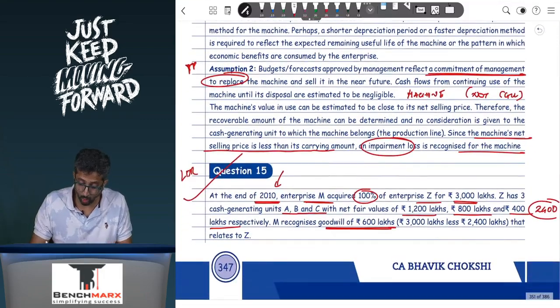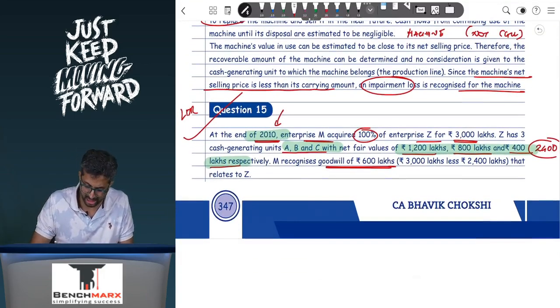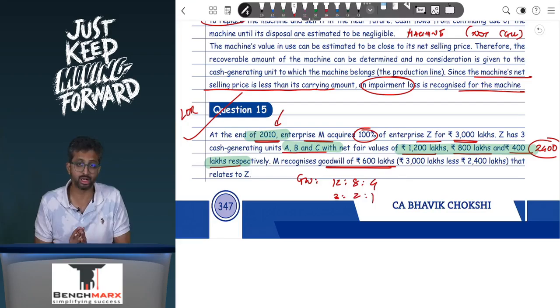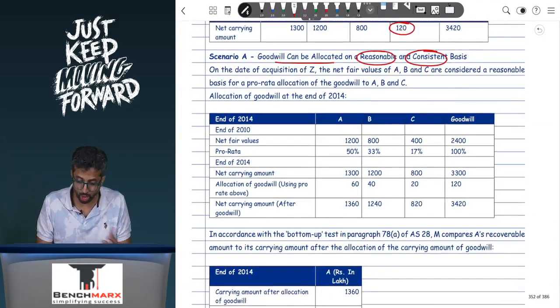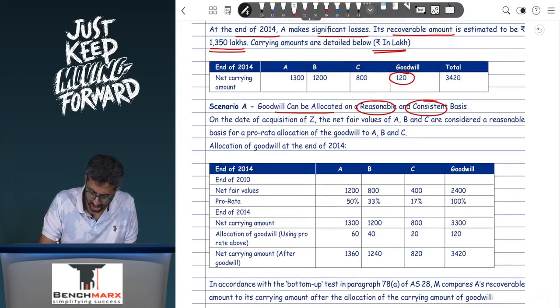Well, goodwill was created at the acquisition date. Now at the acquisition date, A, B and C had values of 1200, 800 and 400 respectively, and hence ideally whatever is a goodwill should be allocated in the ratio of 12 is to 8 is to 4, that is 3 is to 2 is to 1 probably. This is your appropriate ratio of allocation. So if I have to allocate goodwill today, I will allocate the 120 that is there today in the ratio of 3 is to 2 is to 1.